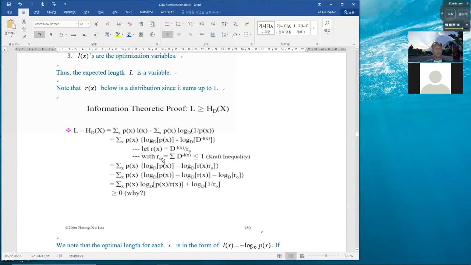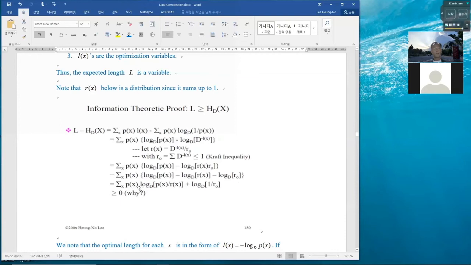And this R0 is smaller than or equal to 1, satisfying the Kraft inequality. Having defined Rx this way, I notice that this part right here, d to the minus Lx, can be represented as Rx times R0. Once I have done this, it is just plain arithmetic. I bring this to the front, so this becomes the ratio of px over Rx, and what's left is this part, where I take away the minus sign and take the inverse inside the argument of the logarithm.